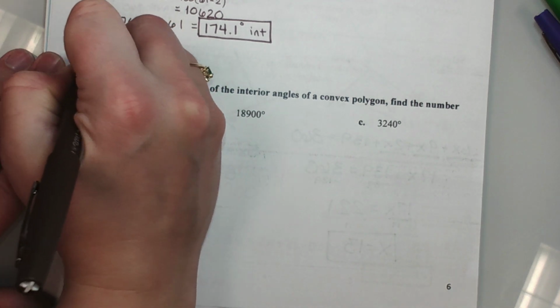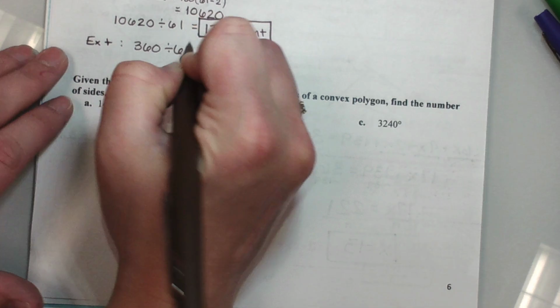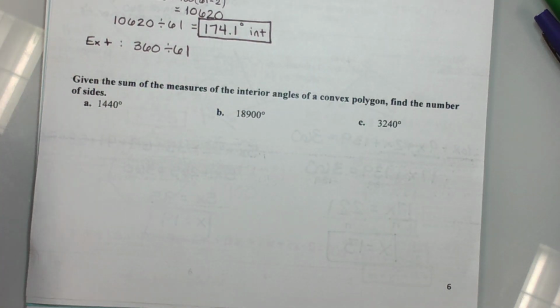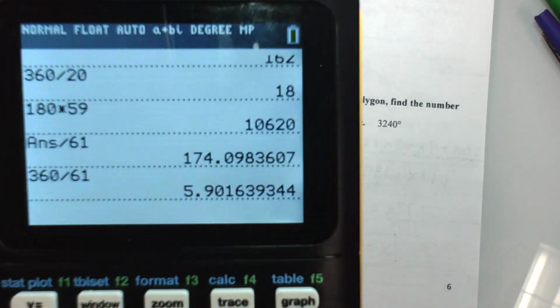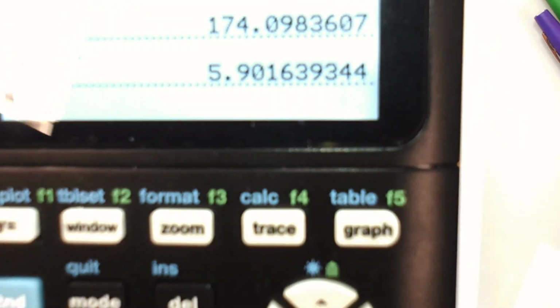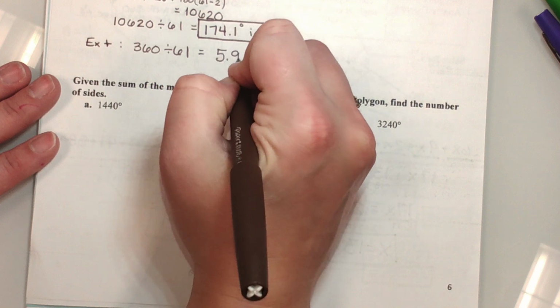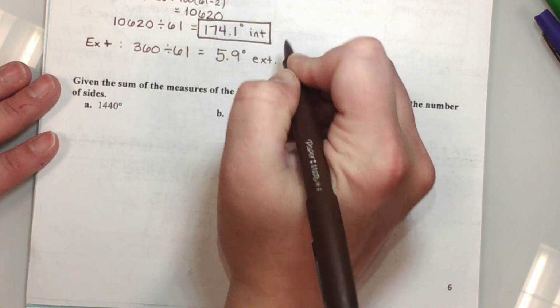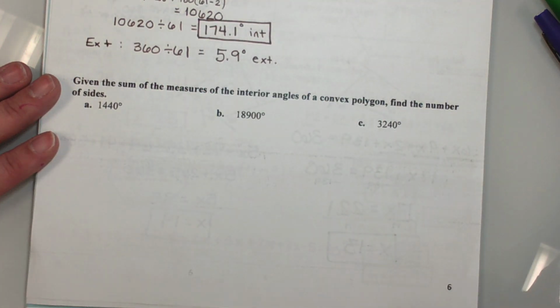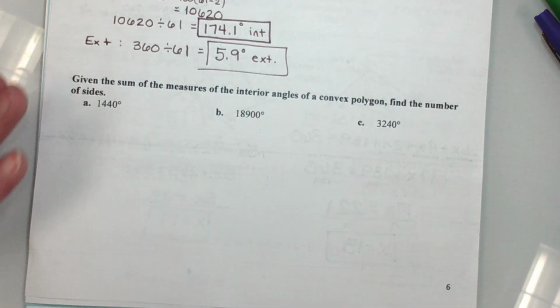For exteriors, always 360. Then we divide by 61. Found it properly, what would we get? 5.9. Question for you. Do those two add up to 180? Yes. Sweet, we did things right.